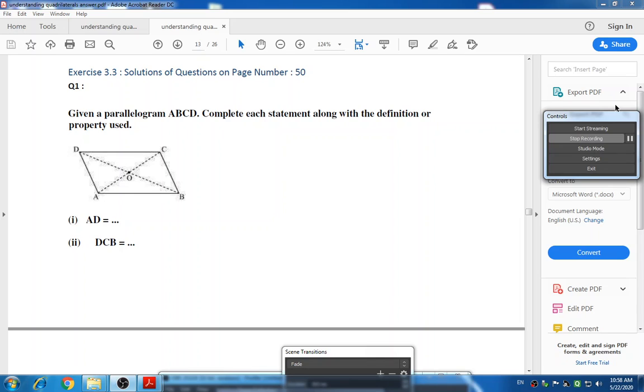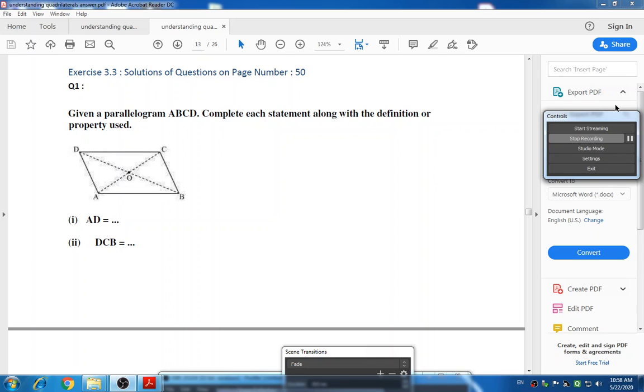Now, we are going to solve our exercise 3.3. I hope you have solved this exercise in your notebook. Now, we will check this and you have to check it yourself. I will solve here. Exercise 3.3, solution of questions on page number 50.